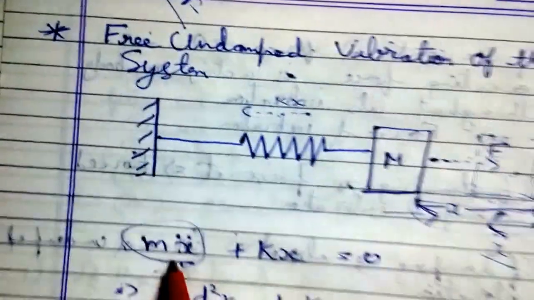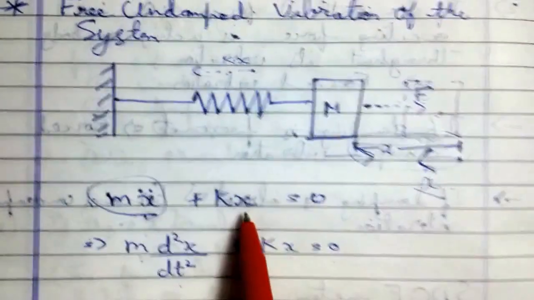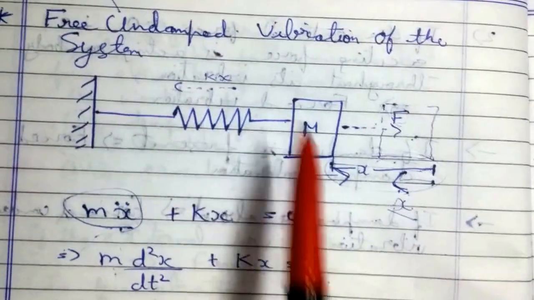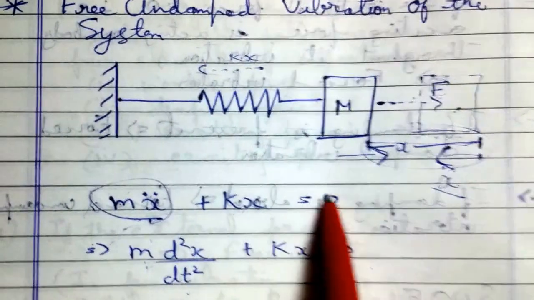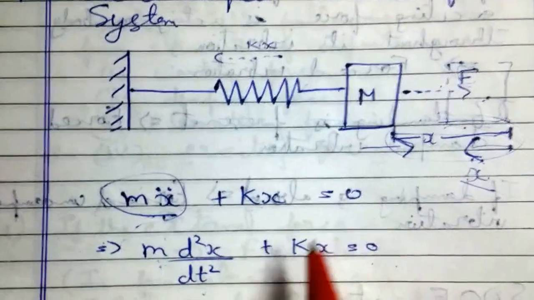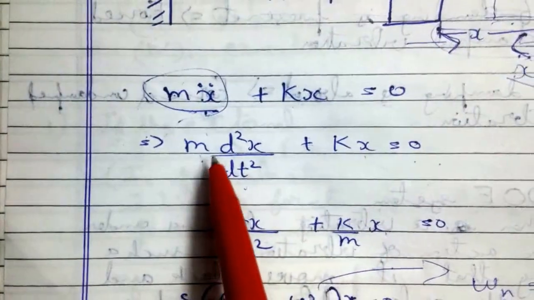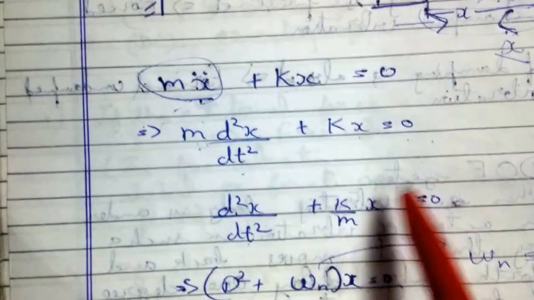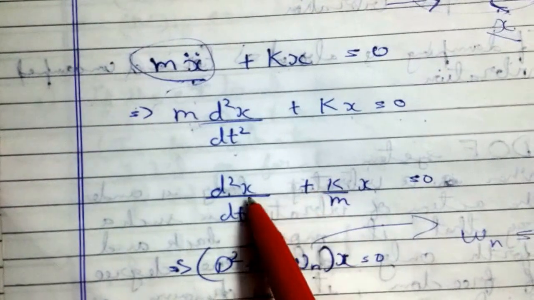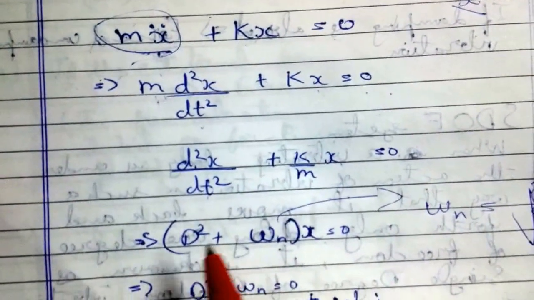This is the basic equation of motion, or we can say the equation of equilibrium of forces, of the mass that is undergoing free undamped vibration. So this is the inertia force plus restoring force. Since the total force acting on the system is 0, it is here 0. Writing it in differential form, it would be m d2x by dt square plus kx equals 0. Now rearranging the terms, d2x by dt square plus k by m x equals 0.